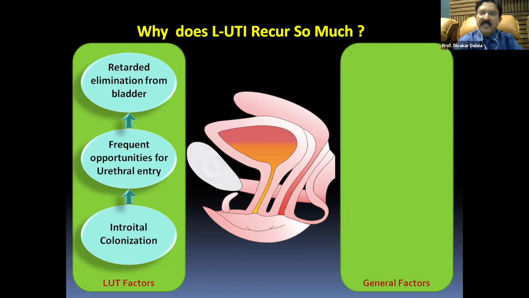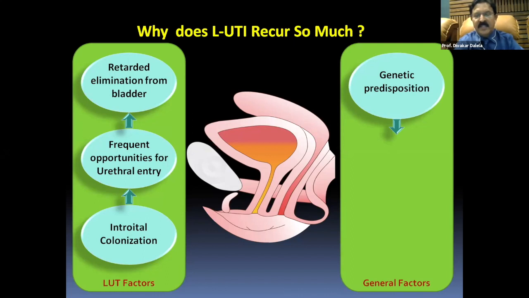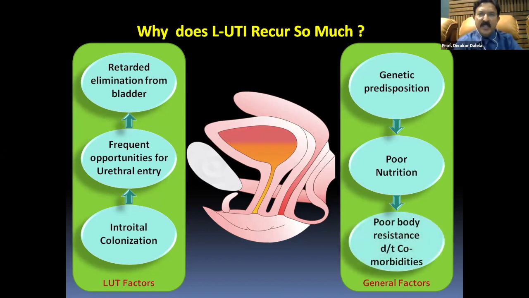Then you have certain factors in the body of the person overall. Some ladies are genetically predisposed to have infection. Their mother had it, grandmother had it, that's why they are having it more often. Then some people have poor nutrition, because of which they get infection. And some people have comorbidities like diabetes or any such disorder which compromises their body resistance. So friends, the ladies have some factors within their lower urinary tract, and there are some factors in their body because of which they have recurrence of infection.